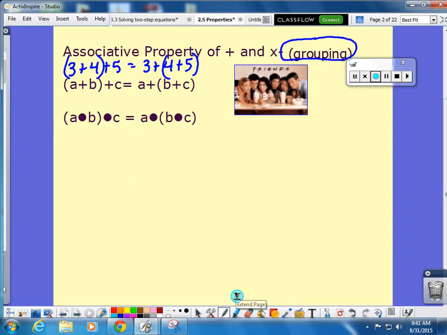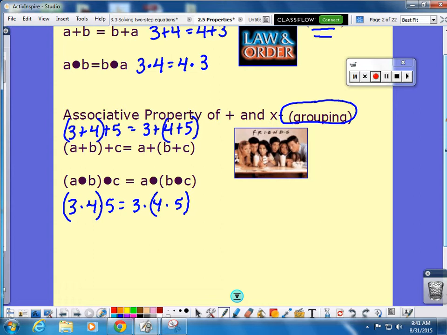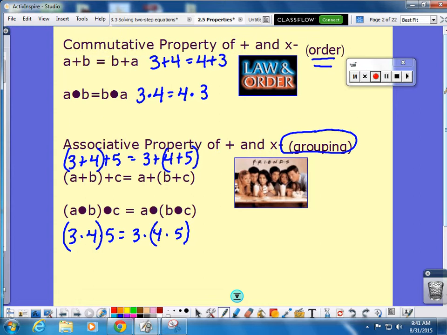Same thing is true of multiplication. Okay, 3, 4, 5, 3, 4, 5, same order. But let's look at the grouping. 3 times 4 is 12, and 12 times 5 is 60. Remember the 60? 4 times 5 is 20. 20 times 3 is 60. So does it work? The grouping doesn't matter because of the associative property, and the order doesn't matter because of the commutative property.